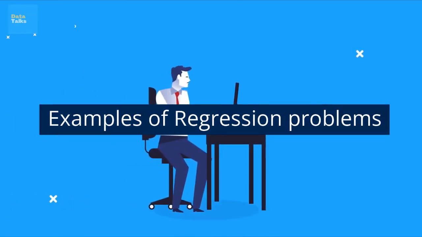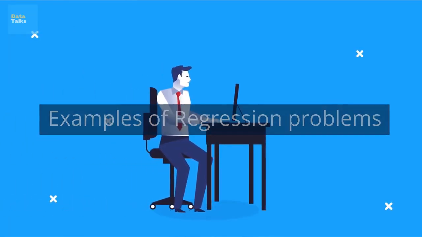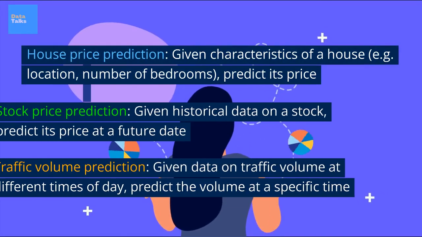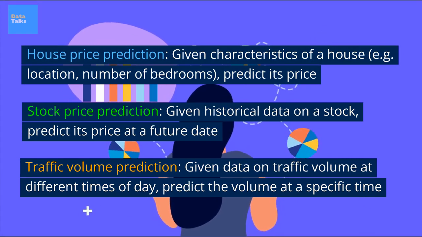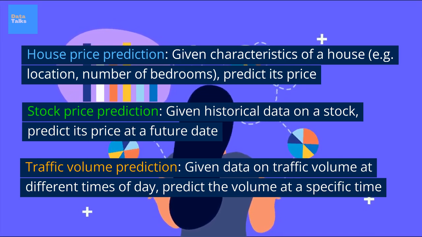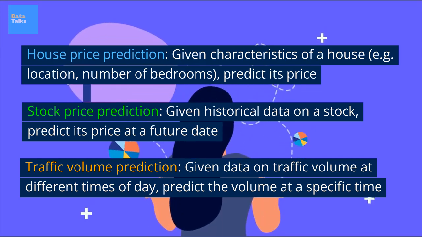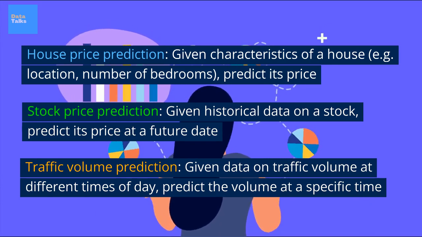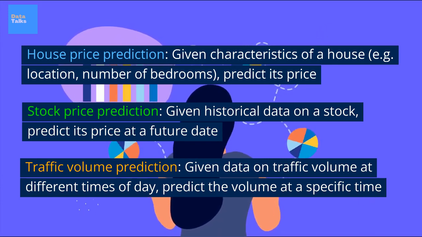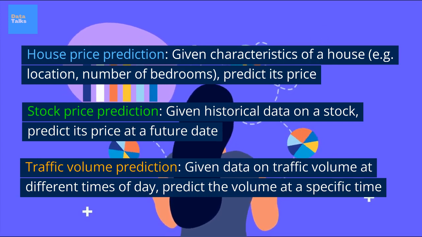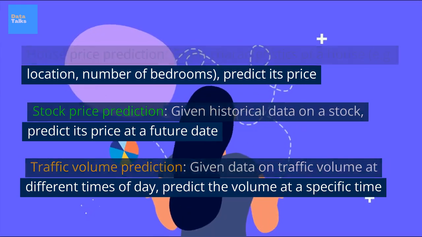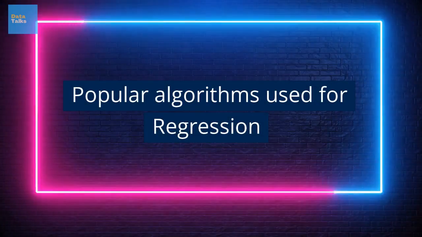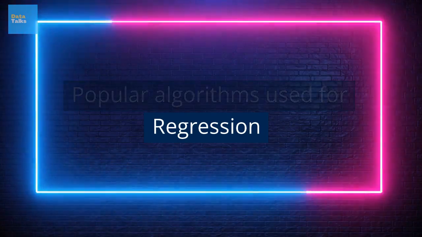Let's look at certain examples that fall into regression problems. Here are a few examples where we are trying to predict a numerical outcome, so they fall under regression. Traffic volume prediction is where we are trying to predict the traffic volume at a specific time given the data of traffic volume at different times of the day. House price prediction is where we are trying to predict the price of a house given the characteristics. Similarly, stock price prediction is where we are predicting the price of a stock given the historical data on a stock. Now let's look at some of the popular algorithms that are used for solving regression problems.